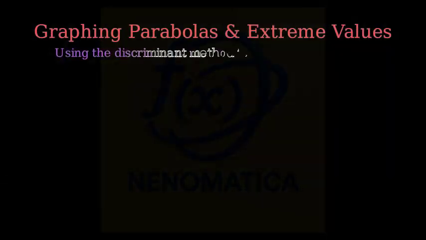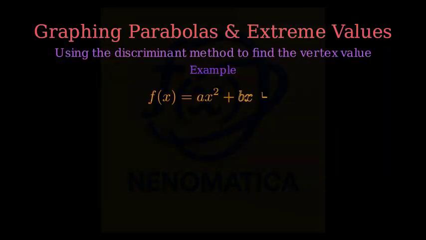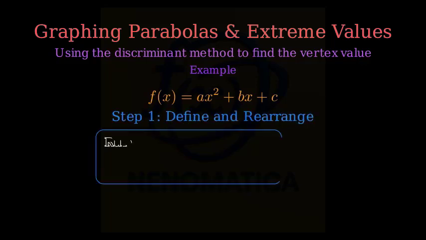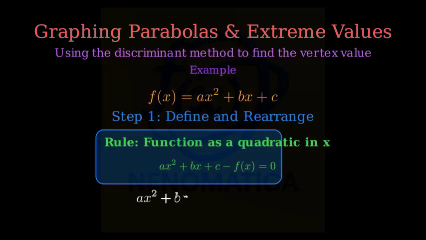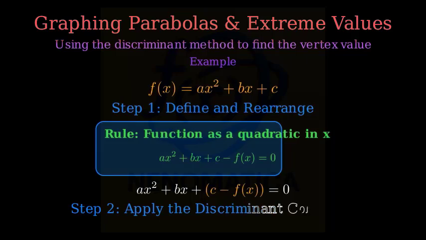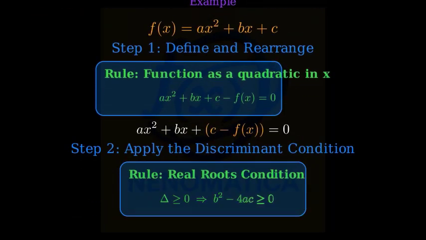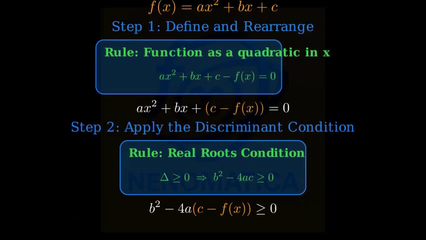In this lesson, we will derive the maximum or minimum value of a general quadratic function. We'll follow a clean 4-step algorithm and visualize why the result makes sense. Step 1. Treat the function value like a constant and move it to form a standard quadratic in x. We write ax squared plus bx plus the quantity c minus f of x equals 0. Step 2. For real solutions, the discriminant must be greater than or equal to 0. Delta greater or equal to 0 implies b squared minus 4ac is greater or equal to 0.